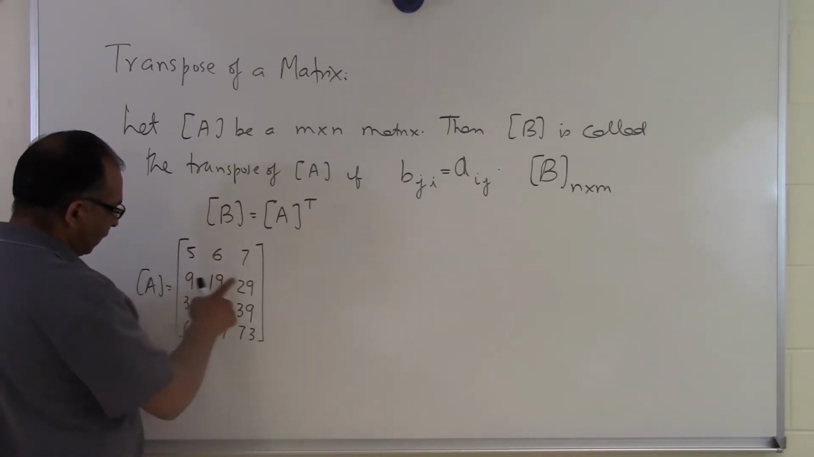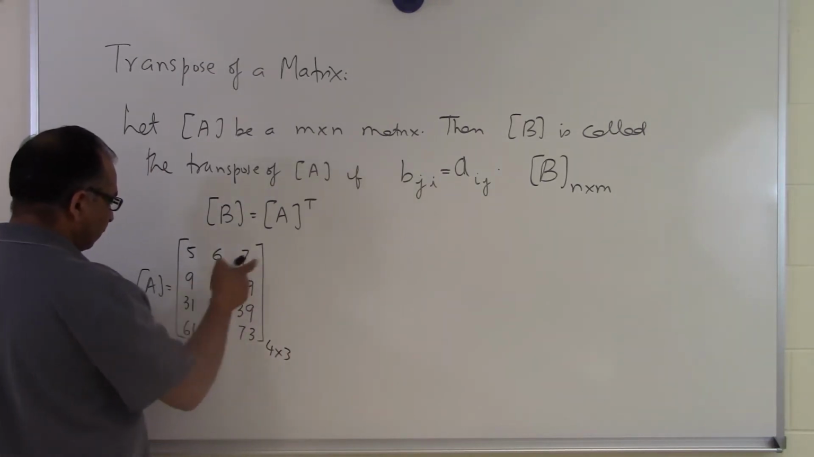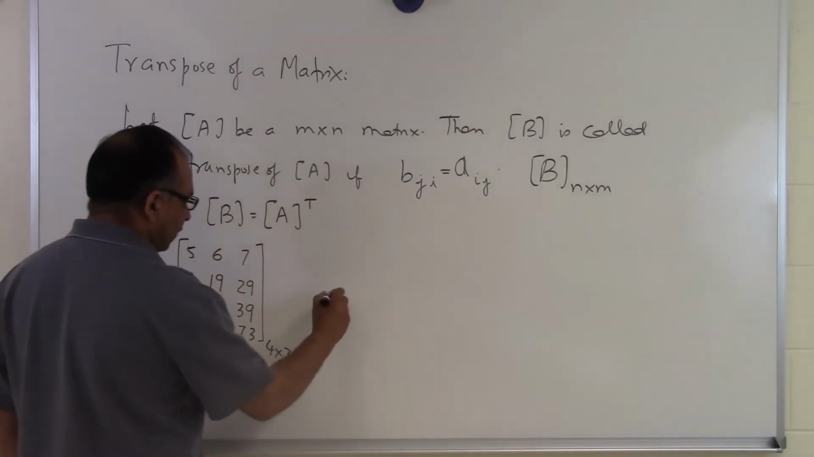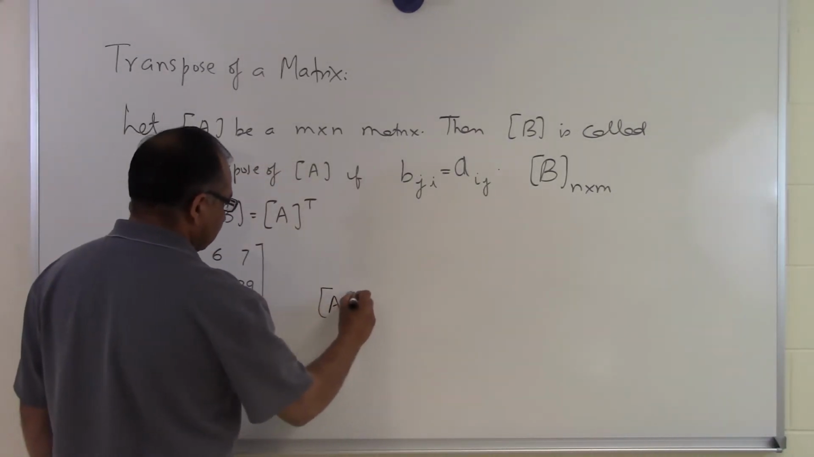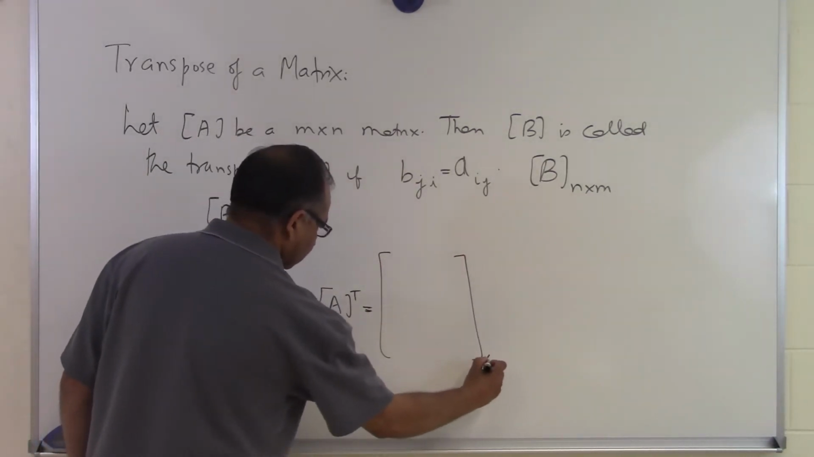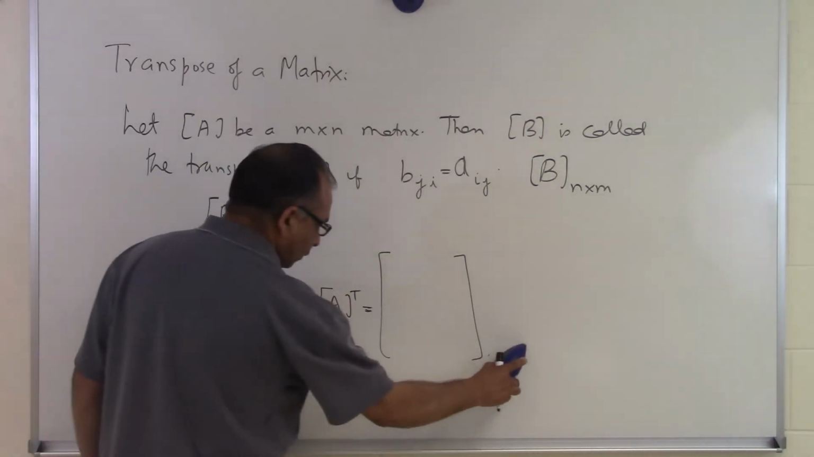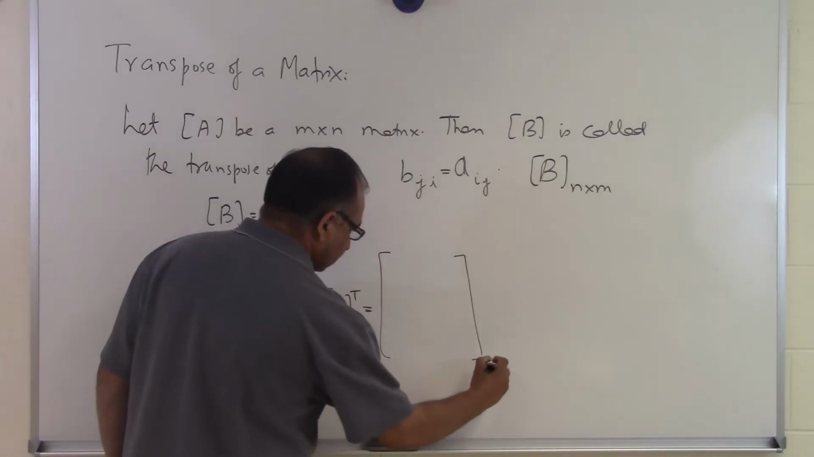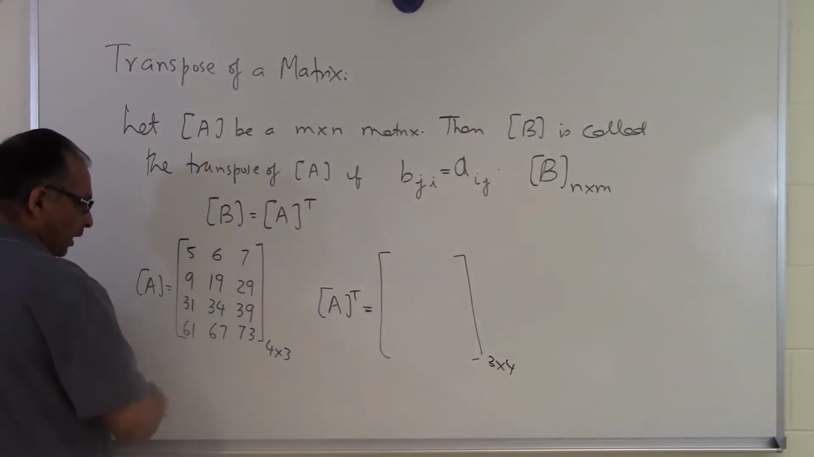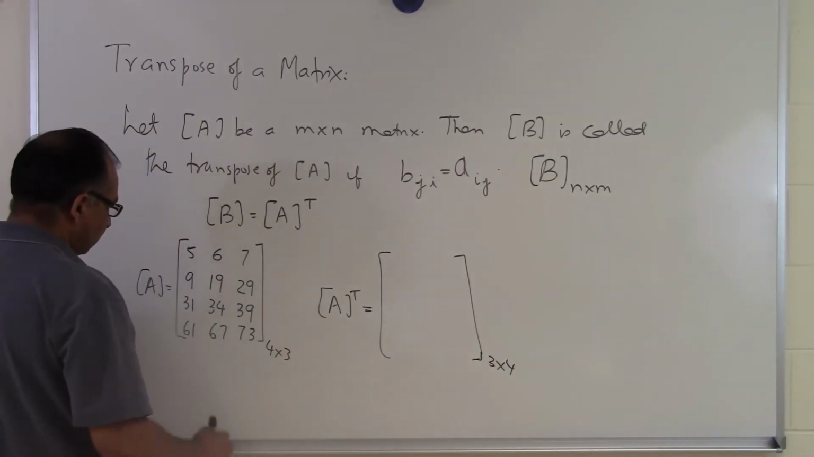The first thing to realize is that this has 4 rows and 3 columns. So 1, 2, 3, 4: 4 rows and 3 columns. So our transpose of the matrix will be, no, 3 rows and 4 columns. We'll have 3 rows and 4 columns because we had 4 rows and 3 columns in A, and now we have 3 rows and 4 columns in the transpose of the matrix.